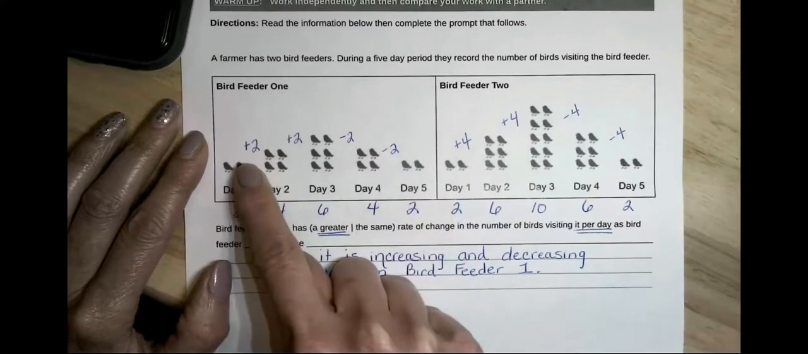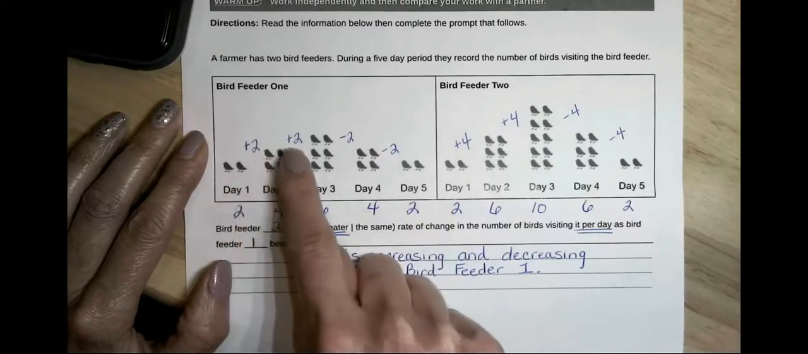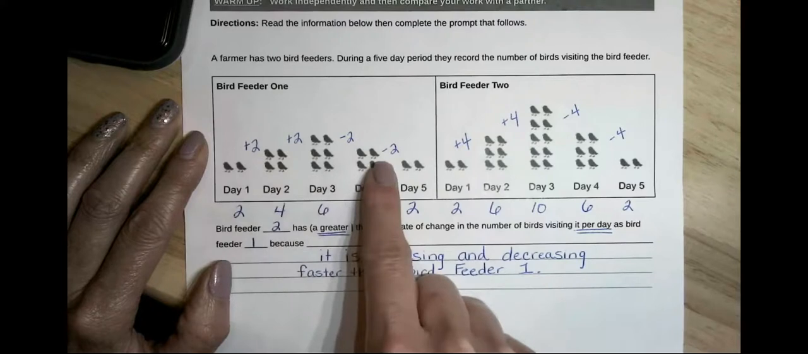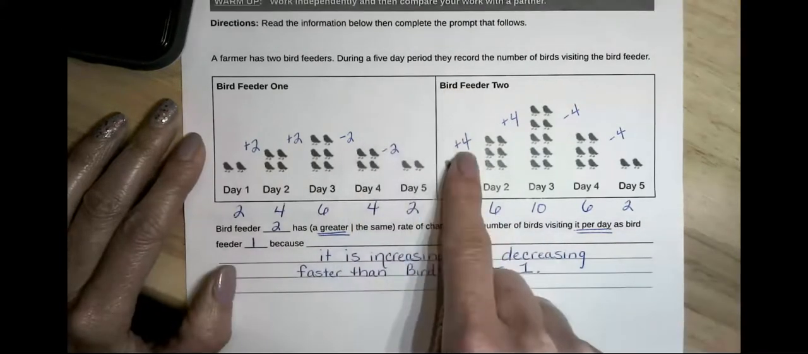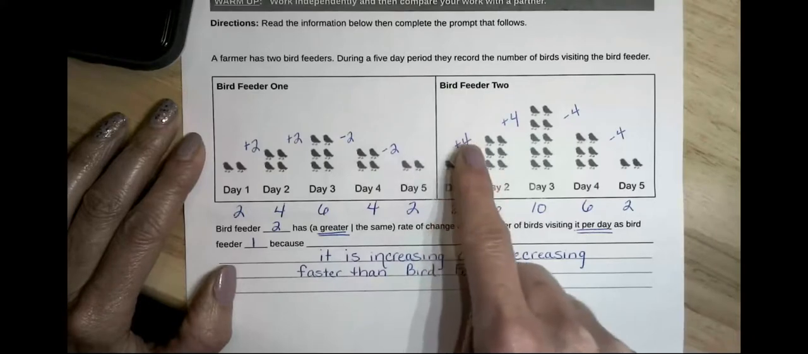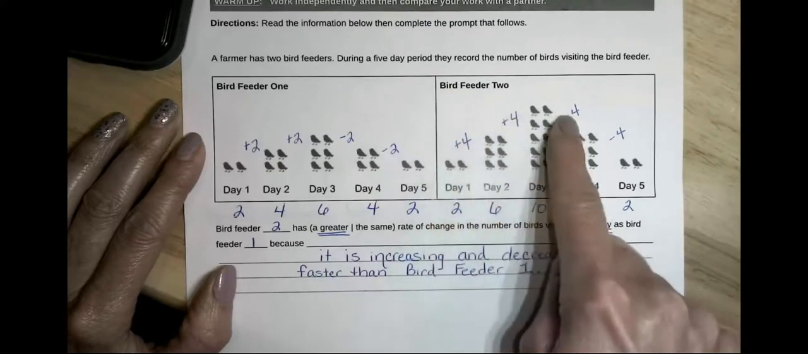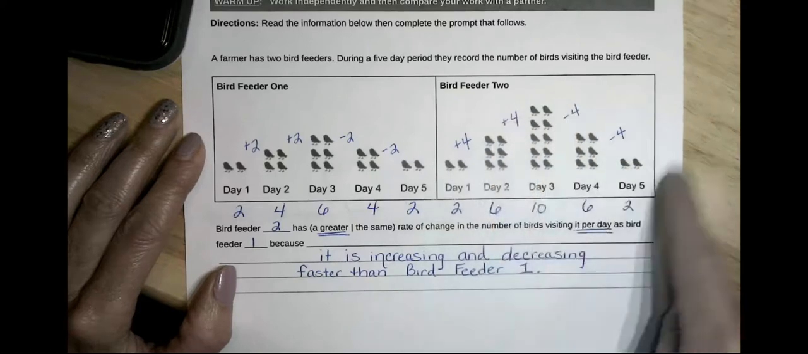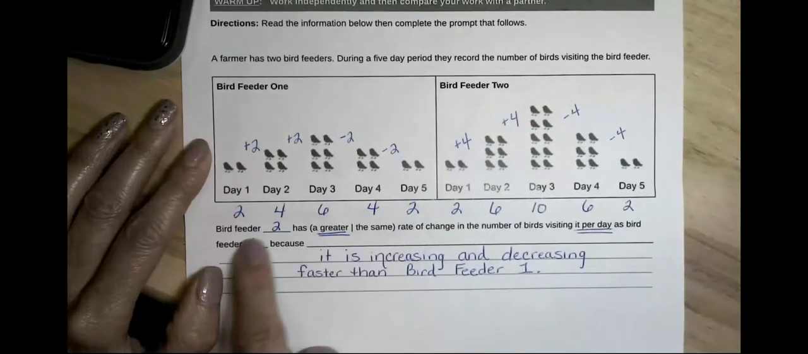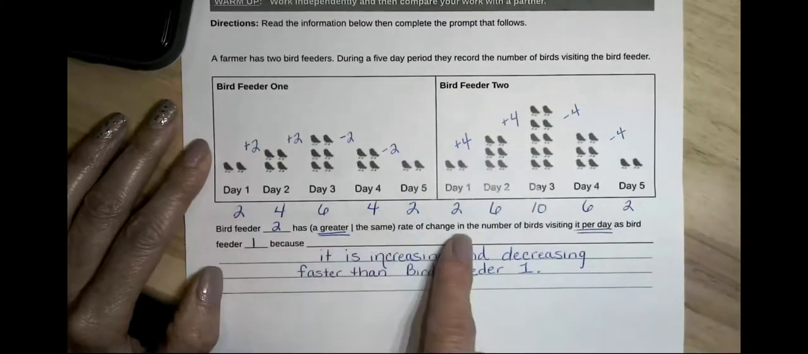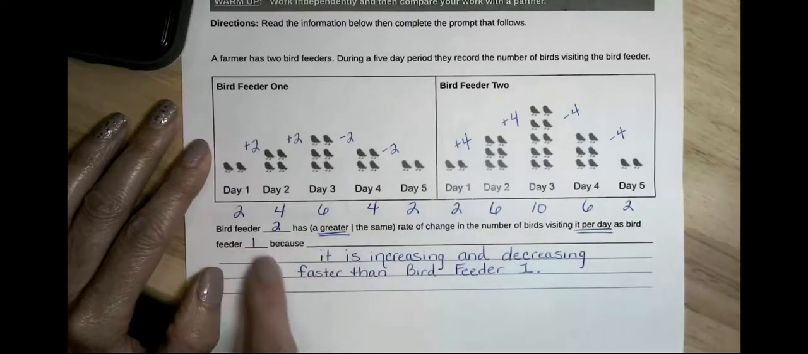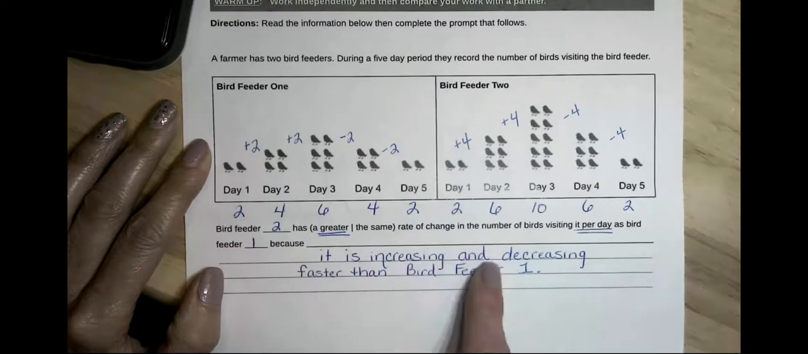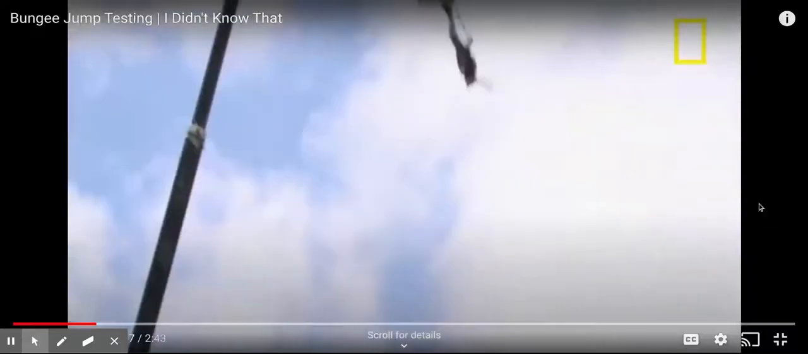They both have equal gaps between the number of birds at each bird feeder. However, bird feeder 2 seems to have more birds per day, the increase. So bird feeder 2 has a greater rate of change in the number of birds visiting it per day as bird feeder 1 because it is increasing and decreasing faster than bird feeder 1.